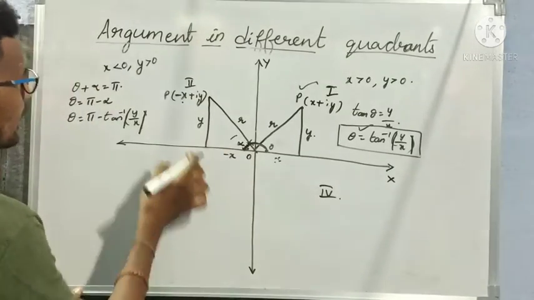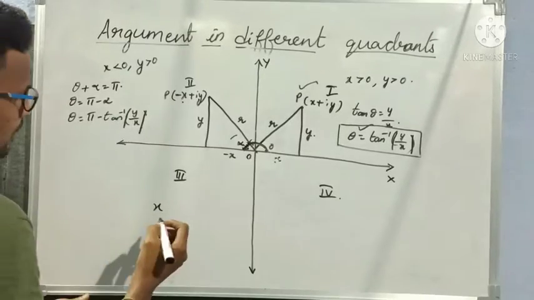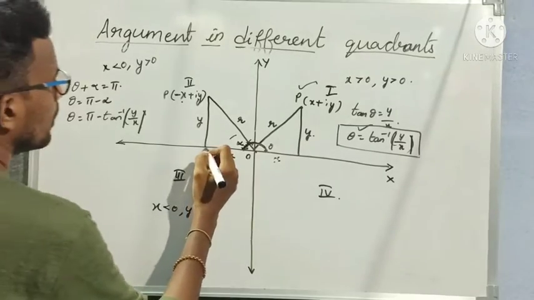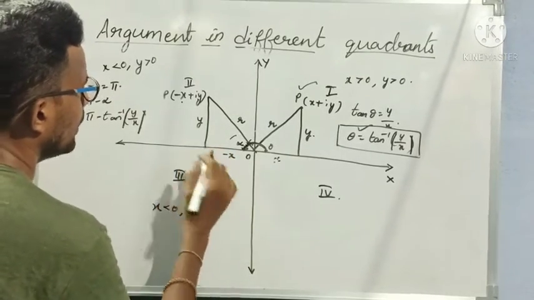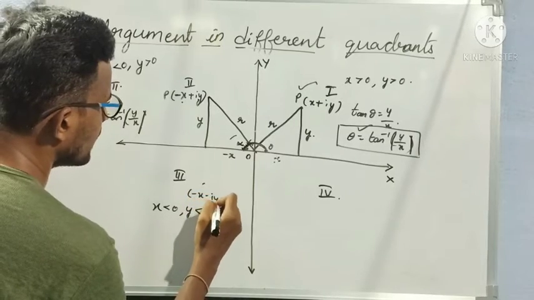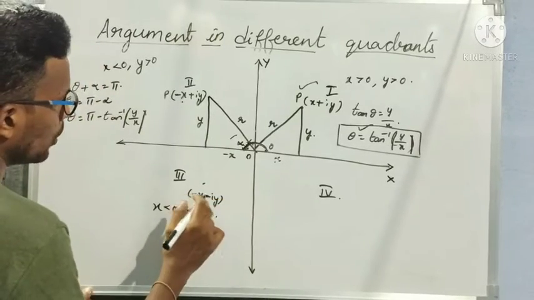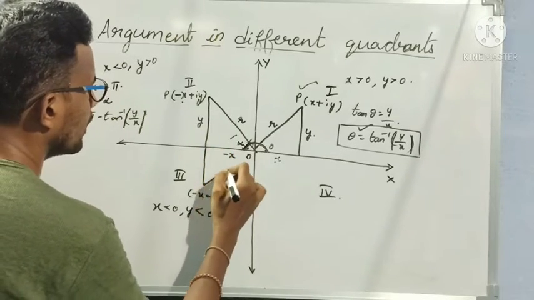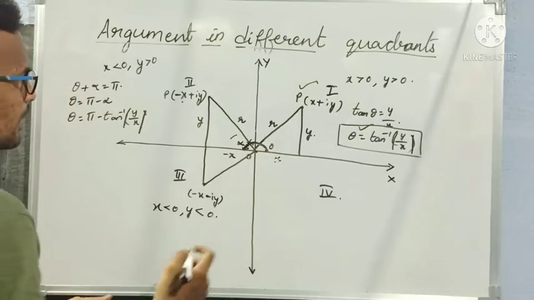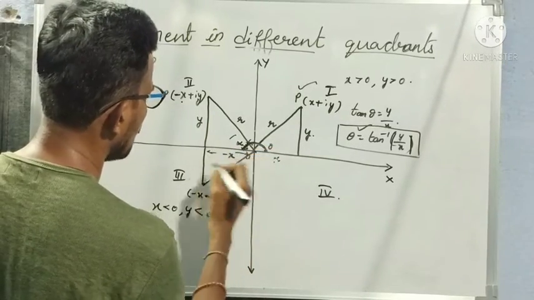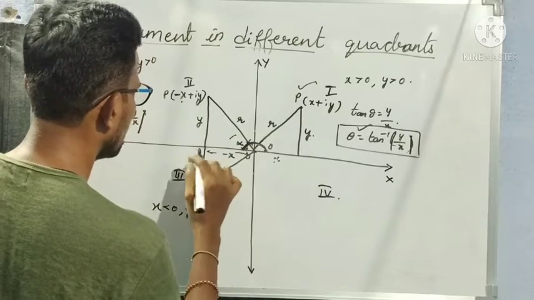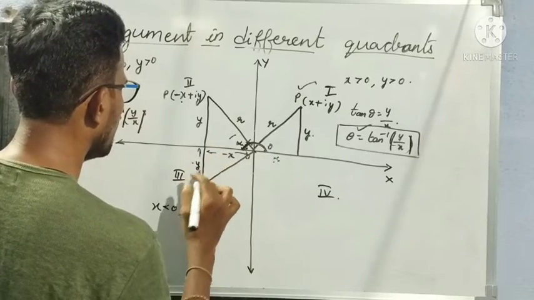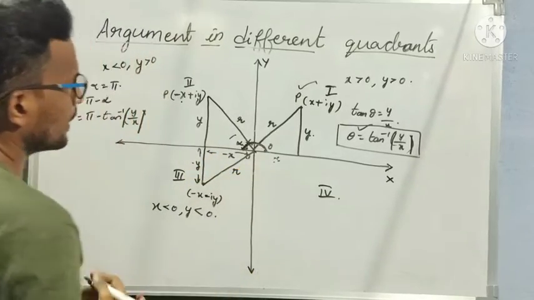Now let us see about the third quadrant. In the third quadrant, x is less than 0 and y is also less than 0. So my complex number will be of the form minus x minus iy. If both are negative values, then the complex number will be in the third quadrant. Okay, so in the third quadrant my distance from here to here is minus x and here to here will be minus y, and this is the resultant r.